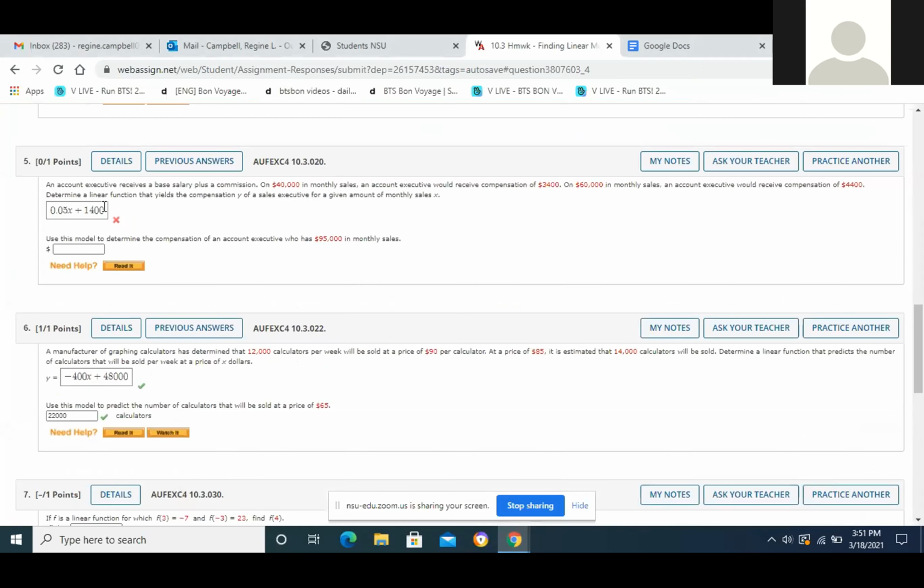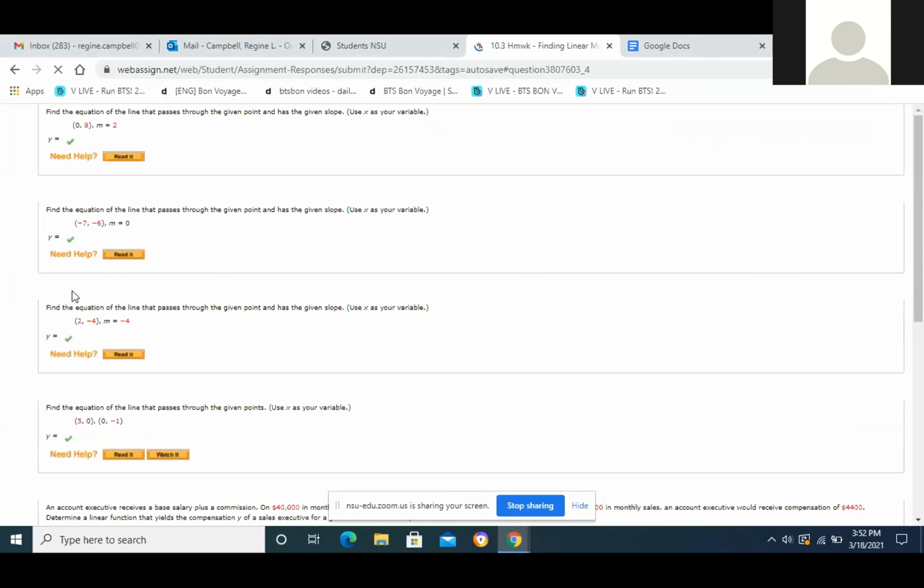Question 5. Oh, that's why you didn't put y equals. Put y equals 0.05x. That's 1,400. Oh wait, not y plus, y equals. And then I'm just gonna submit it just in case to see if it's right, because I always do that, and then I just go on to the next problem. Yeah, that's fine.